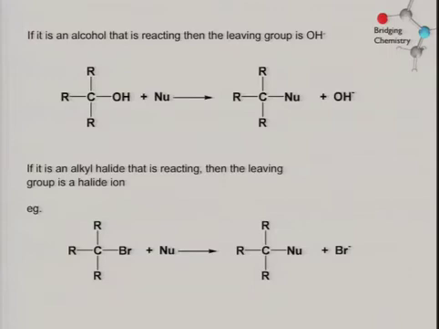If it's an alkyl halide that's reacting, then the leaving group will be the halide ion. So for example, if you start off with an alkyl bromide, then the leaving group is Br minus. If it was an alkyl chloride, it would be Cl minus, and so on. Okay? So that's the leaving group. So the leaving group is, if you like, the thing that makes it the functional group, whatever it is. If it's an alcohol, then the leaving group is the OH, as OH minus. If it's an alkyl halide, then it's the halide ion that leaves as a negatively charged anion. Yeah?